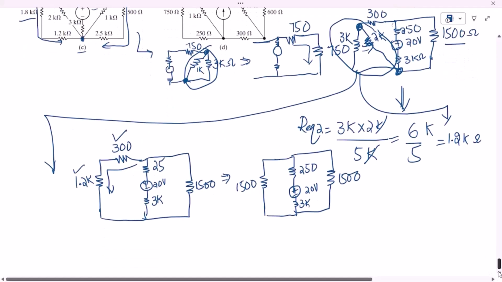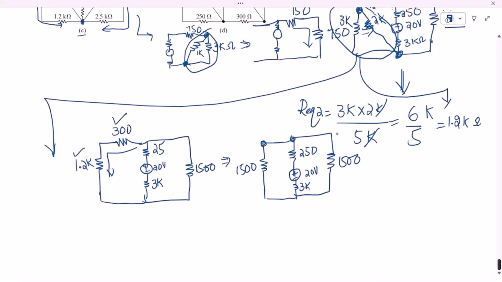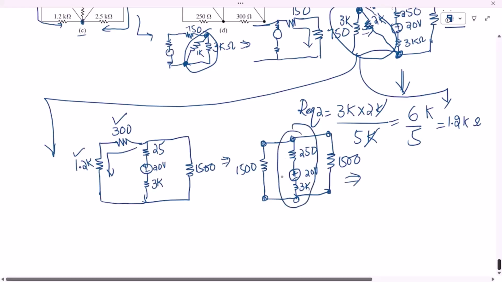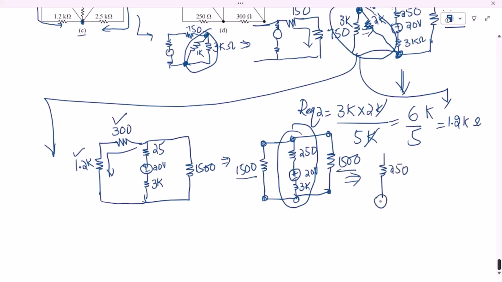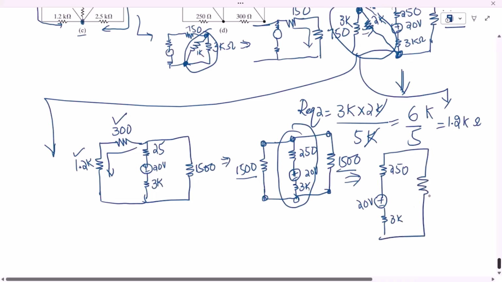Now you can see that these three branches are in parallel with each other. We can arrange them in any order, so let me keep this branch on the leftmost end, and then keeping them together, this 1500 and this 1500, what I will get is this 250 ohm, this is the source of 20 volts, and again this 3k, and this 1500 and the other 1500. This is what we have.